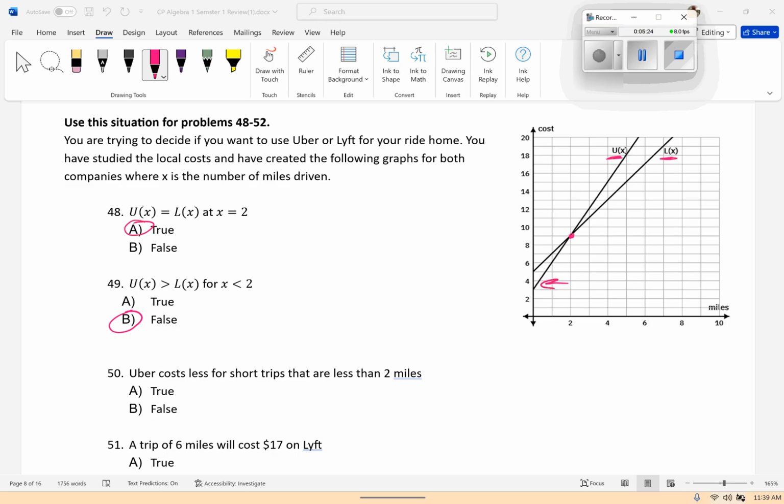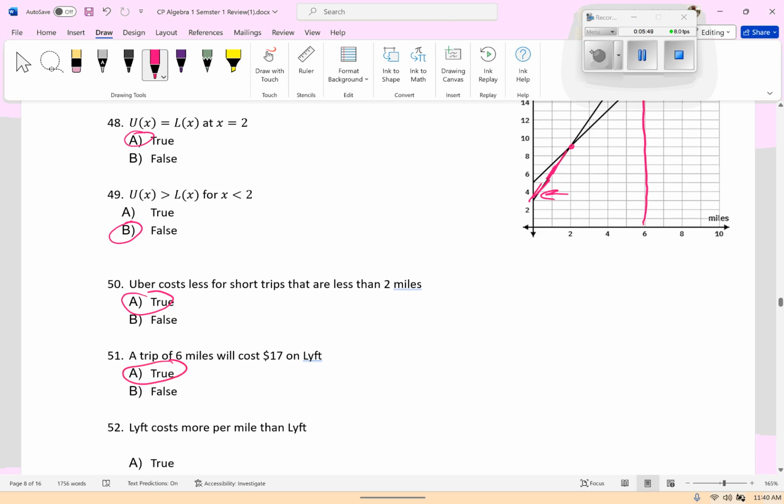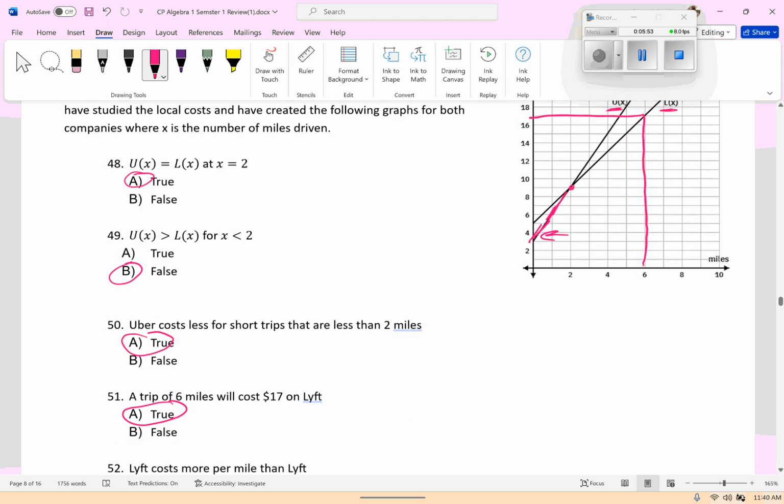Oh yeah, by the way, before you do, this one says Uber costs less for short trips, less than 2 miles. Well, here's the Uber. So yeah, that's true. It's underneath the line. A trip of 6 miles would cost $17 on Lyft. So 6 goes up here. That comes out to 17. That's also true. Lyft costs more per mile than Uber.